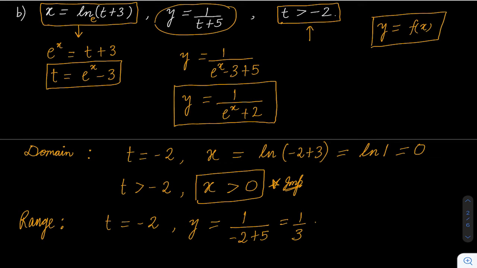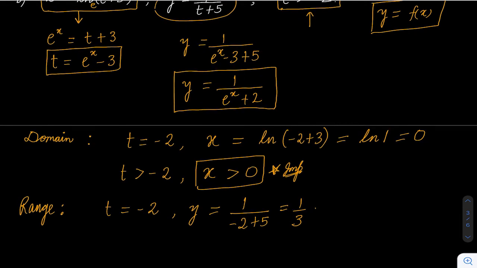Okay. So now we think, when t increases, what will happen? As you can see, t is in the denominator here. y equal to 1 upon t plus 5. t is in the denominator. So what happens if the denominator increases? The value overall decreases, right? Because it's 1 upon t plus 5. So if t increases, y decreases.